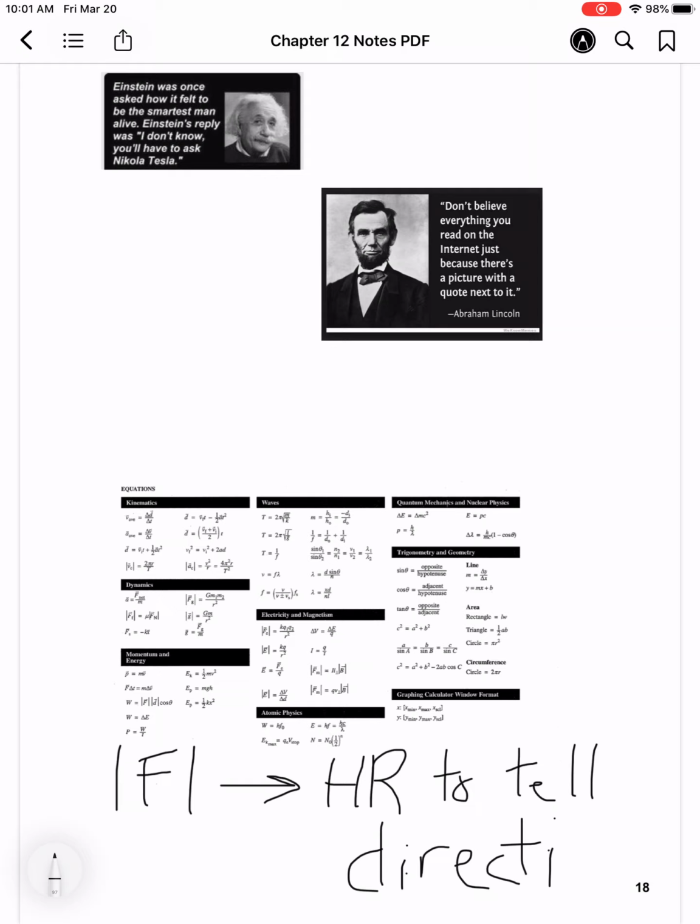I'm still learning how to write here, guys. It's not too bad. We have to use the hand rules to tell direction, all right? And for B, the reason it has its little bars around it is because as long as it's perpendicular to velocity, it doesn't matter which direction it's going, okay?